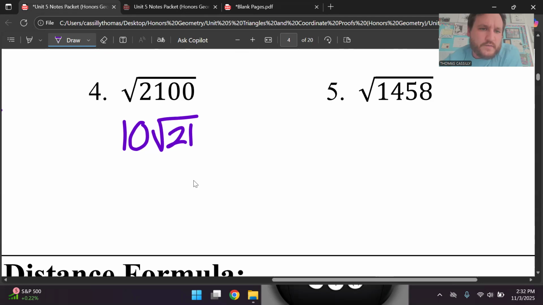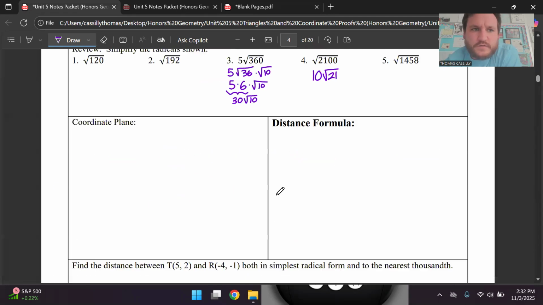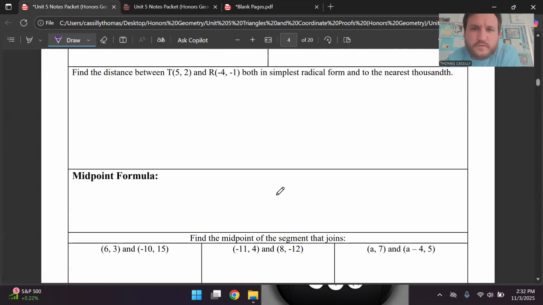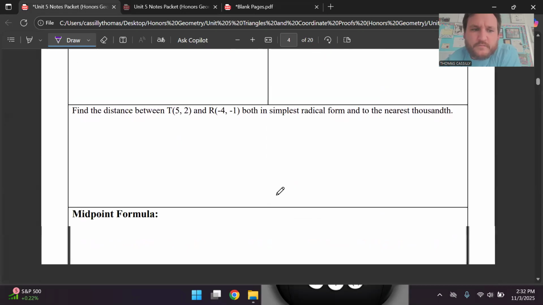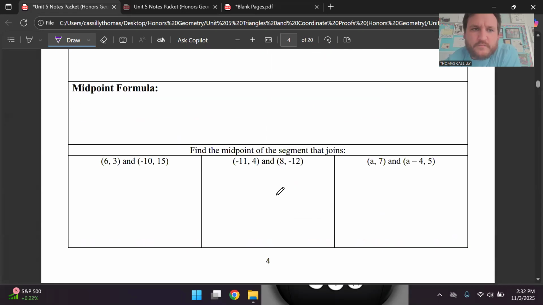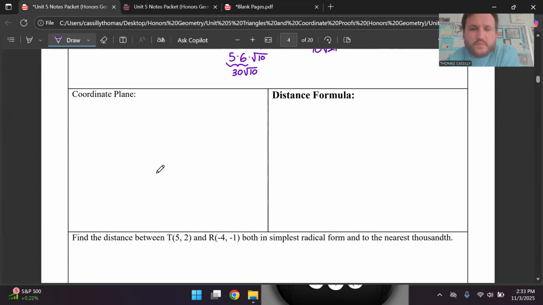All right. I don't know how long this video is getting. Do I want to do this? Coordinate plane is, and we'll call it a day.